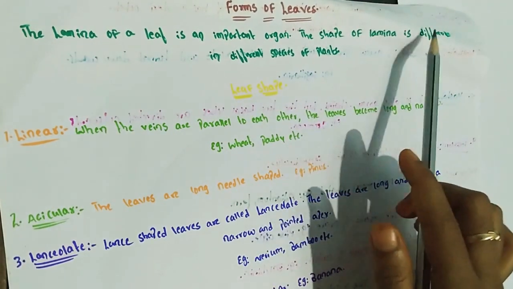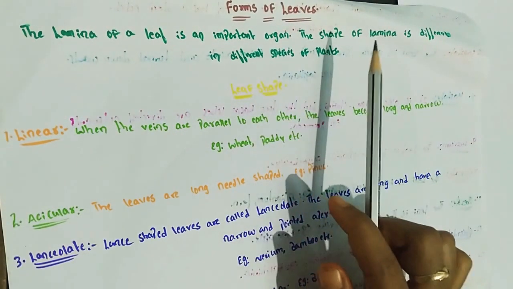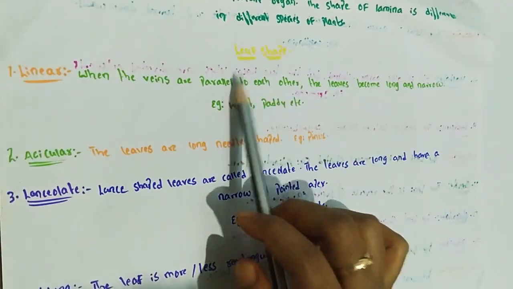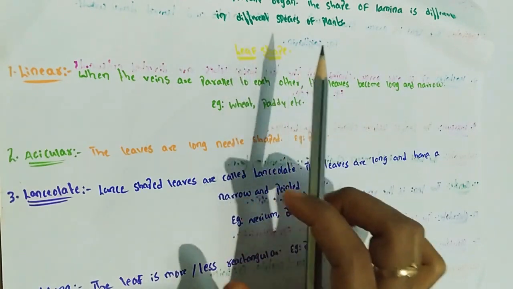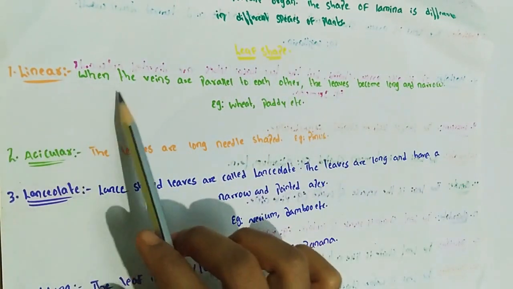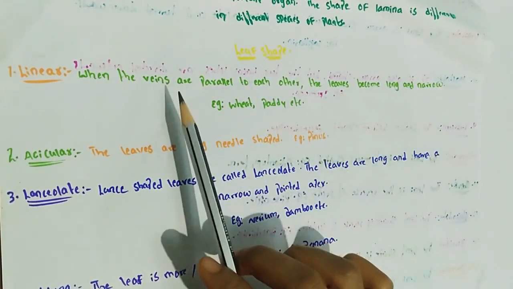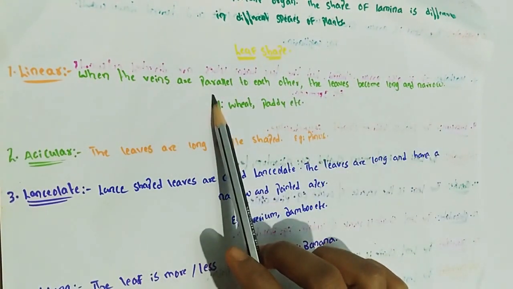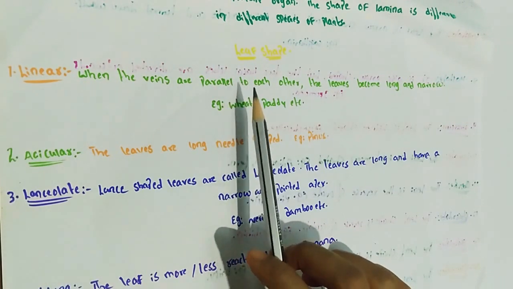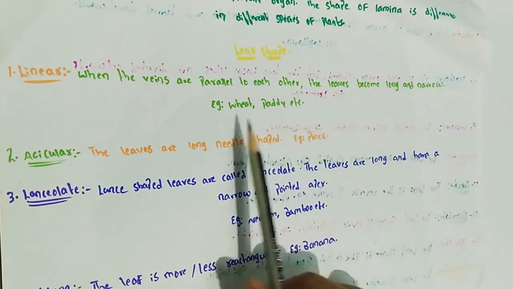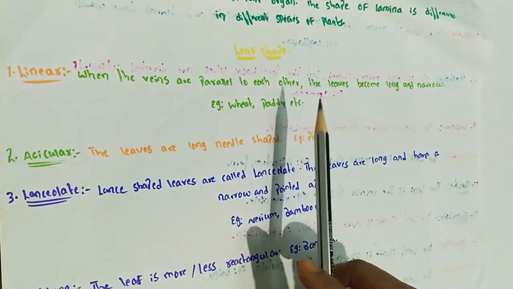The shape of lamina is different in different species of plants. Leaf shape: the leaves have different shapes. First one, linear shape. When the veins are parallel to each other, the leaves become long and narrow. Here veins are parallel. They do not branch to one another. Example, wheat and paddy.